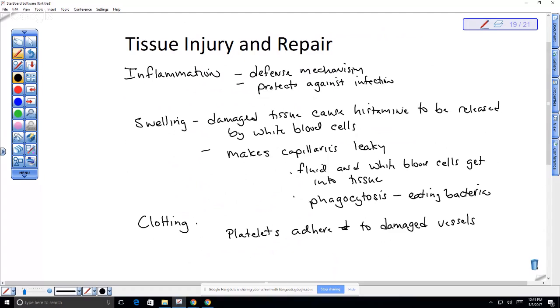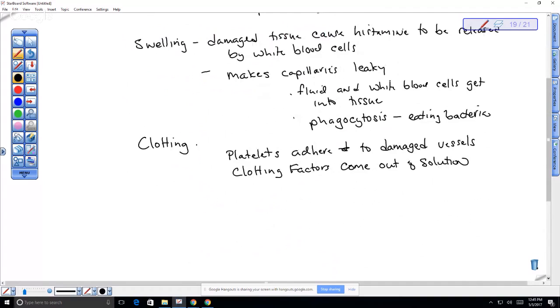What's missing then if they're hemophilic? Okay, so we're getting to that. Okay. So also we have what are called clotting factors. And these come out of solution. And they form kind of a net to catch red blood cells.